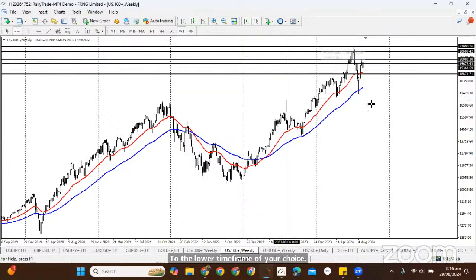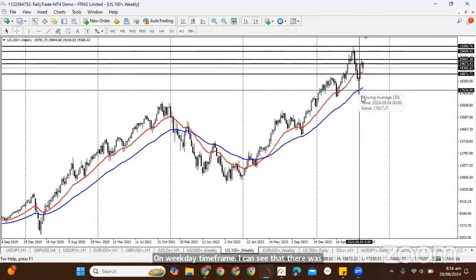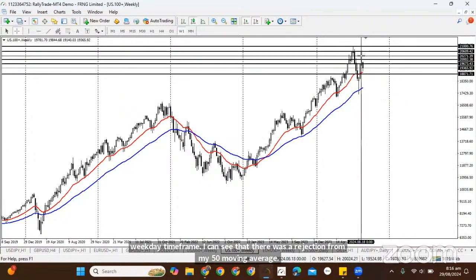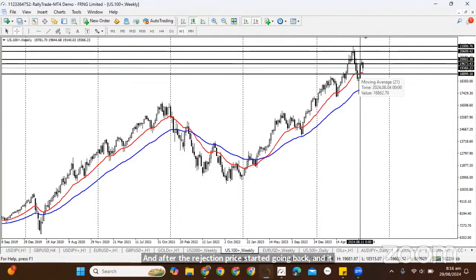On the weekly time frame, I can see that there was a rejection from my 50 moving average. After the rejection, price started going back and has crossed above my 21 moving average. The two lines you are seeing on my chart are the 21 moving average and the 50 moving average. If you want to be using moving averages to trade, I think it's something you can learn.